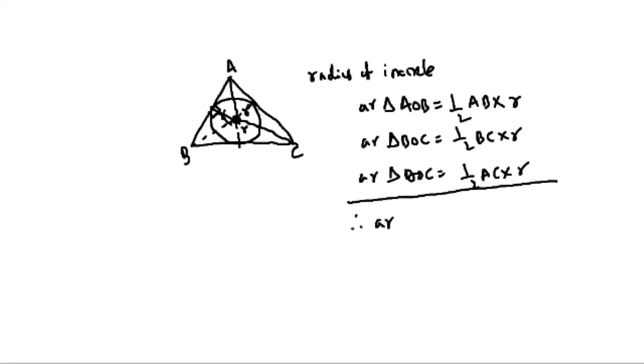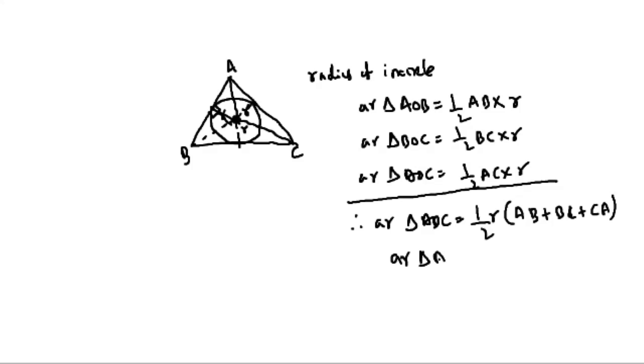You will get the area of the big triangle. What will you get? Area of the big triangle. That is area of triangle ABC. So here, what is common on the right side? Anybody? What is common on the right side? Here. Radius. Half into radius is common, correct? So inside the bracket, you will get AB plus BC plus CA.